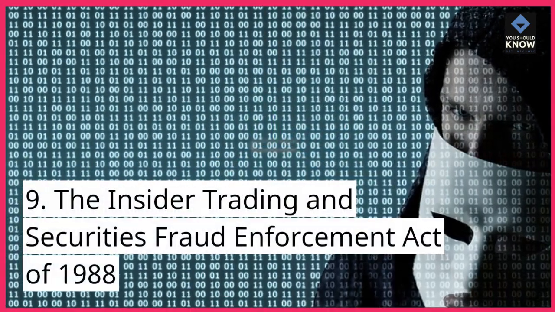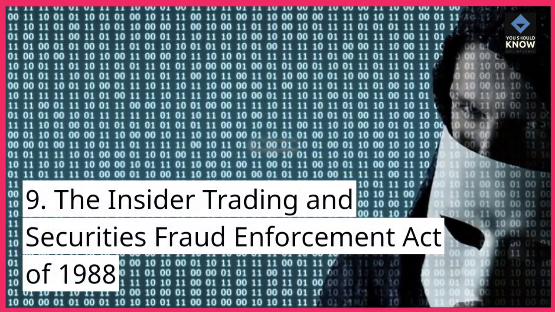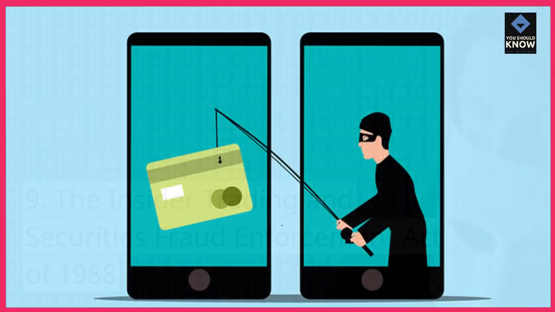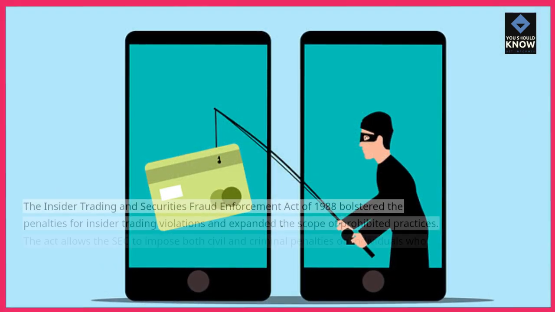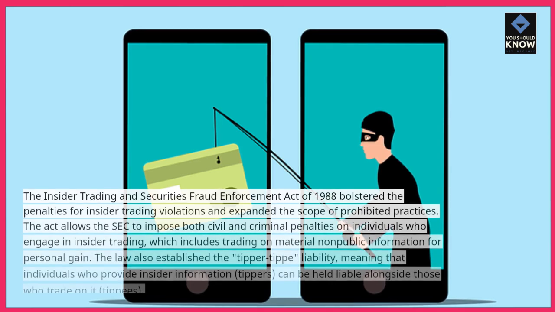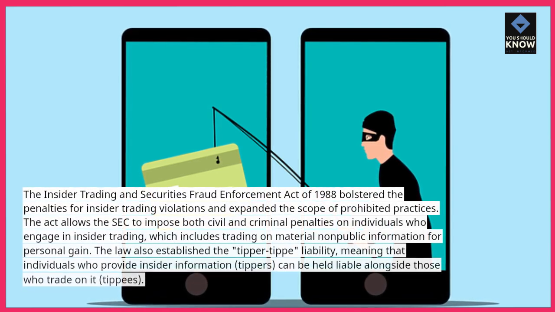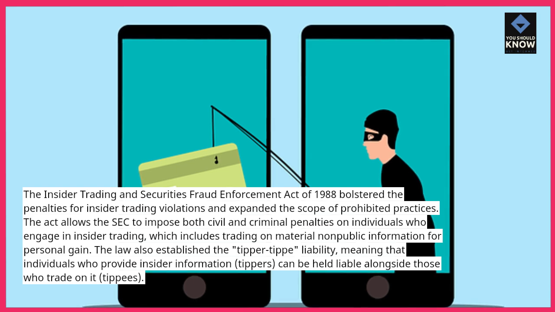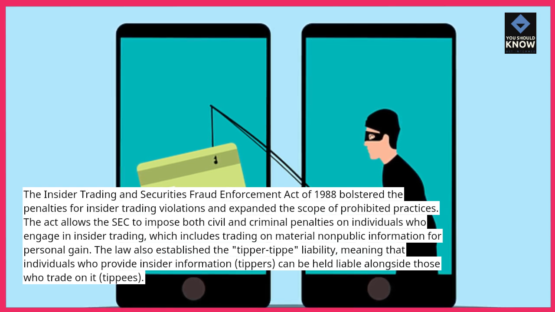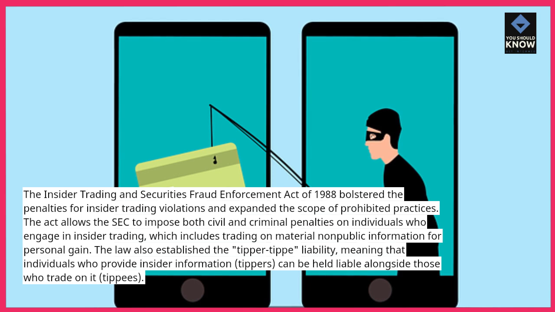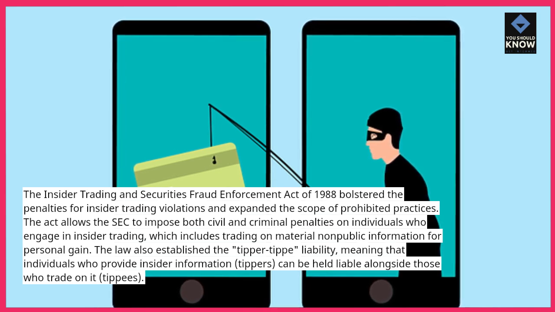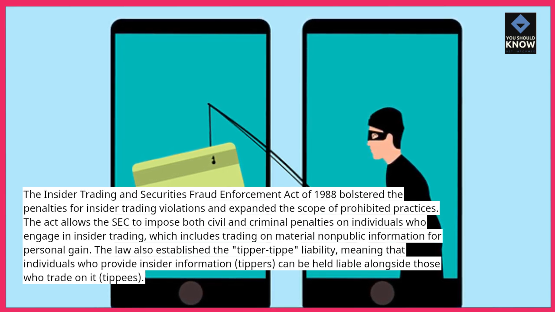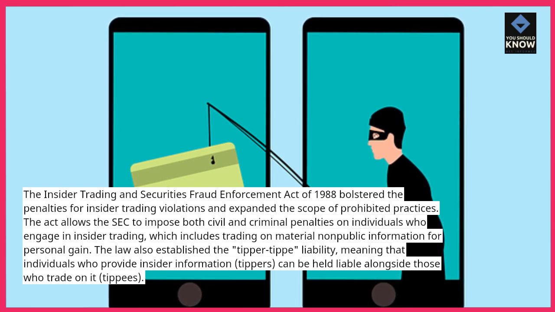9. The Insider Trading and Securities Fraud Enforcement Act of 1988. The Insider Trading and Securities Fraud Enforcement Act of 1988 bolstered the penalties for insider trading violations and expanded the scope of prohibited practices. The Act allows the SEC to impose both civil and criminal penalties on individuals who engage in insider trading, which includes trading on material non-public information for personal gain.